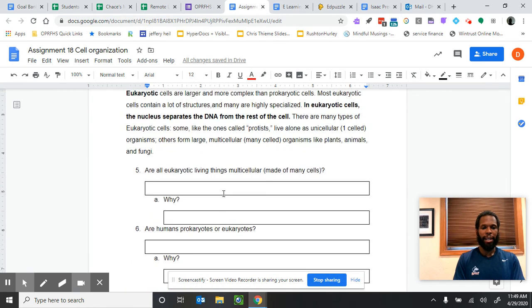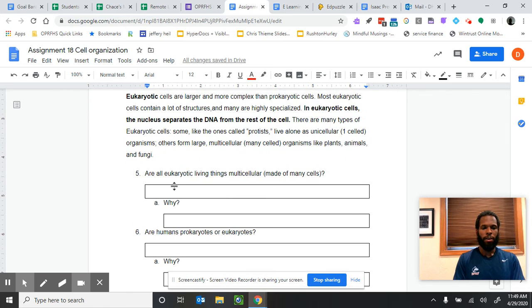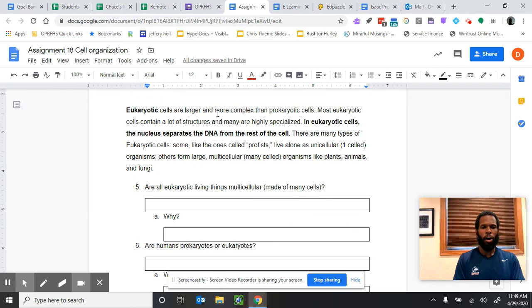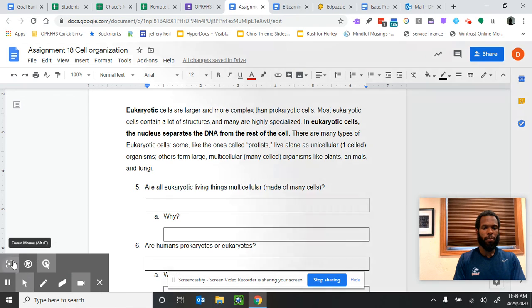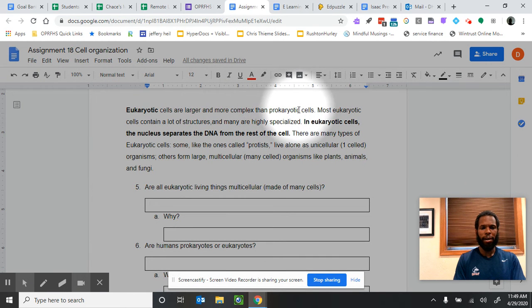Now, eukaryotic, this is the last two questions here. Question 5, let's read before we do the questions. Are all eukaryotic living things multicellular, made of many cells? So are all these types of cells, like plants and animals, are they all made of billions of cells or just one cell? Let's figure that out. Eukaryotic cells are larger and more complex than prokaryotic cells. Most eukaryotic cells contain a lot of structures, and many are highly specialized.